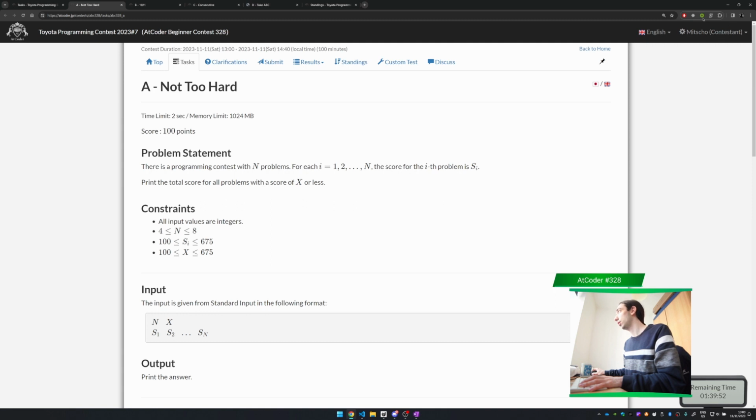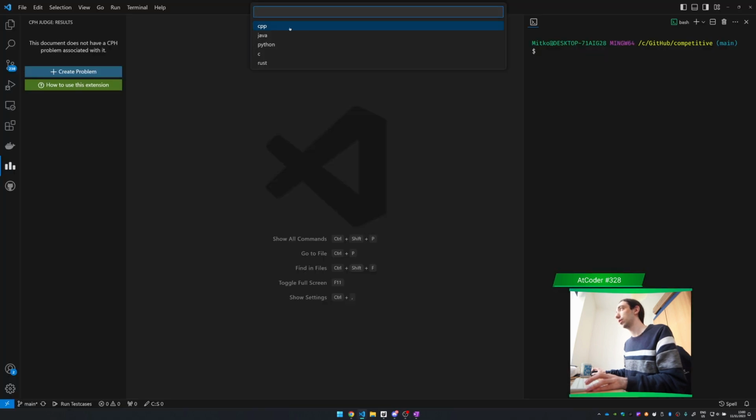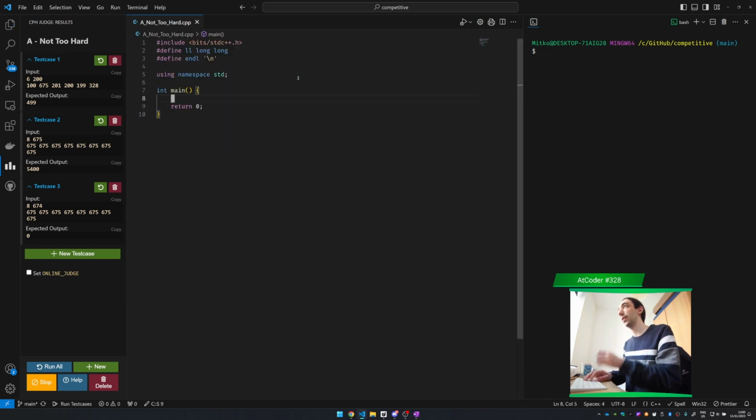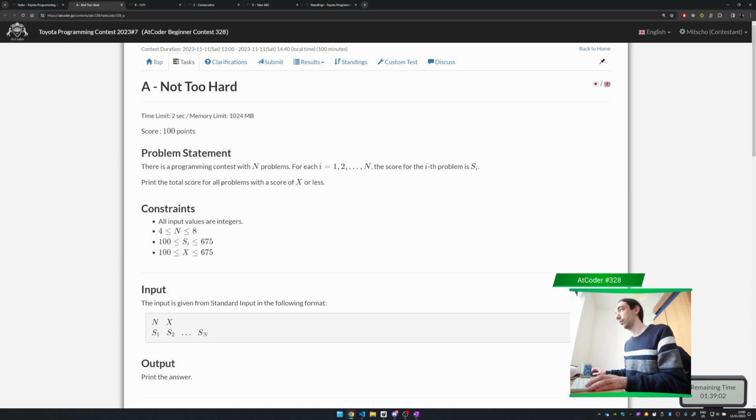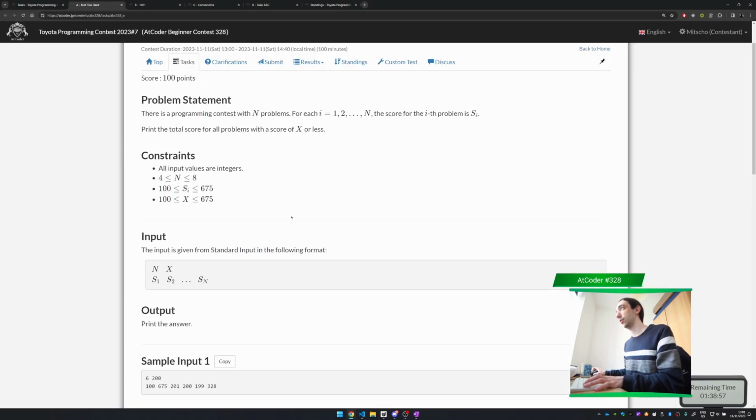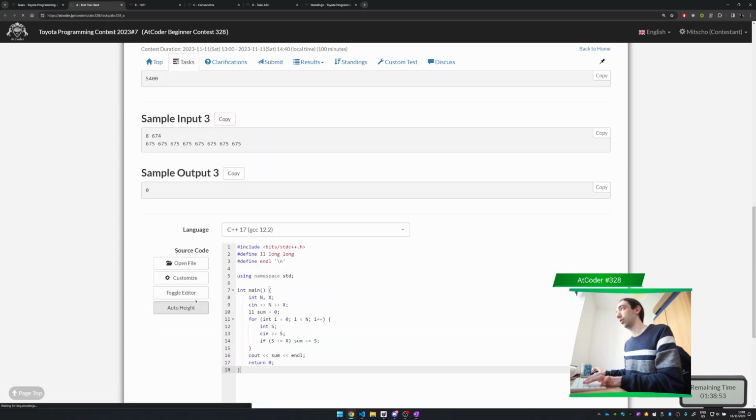Let's open up the first 4 problems. So there's a programming contest with N problems. The score is S_i. Print the total score of all problems with a score of X or less. I use the competitive companion and the CPH Judge extension. So we just read N and X. If S_i is smaller or equal to X, then we add it to the sum, and print the sum of all problems with a score of X or less. That's A.